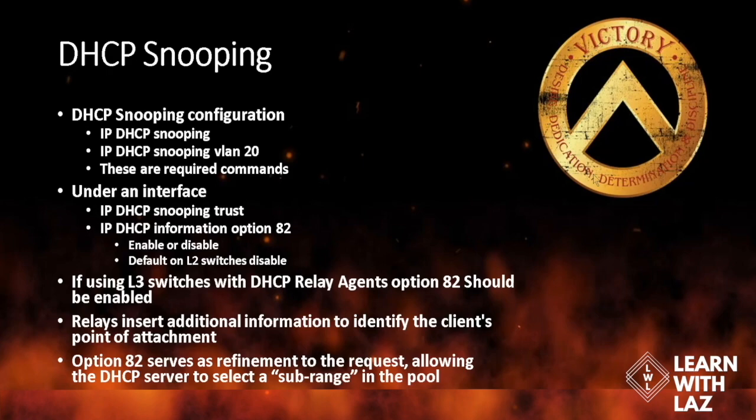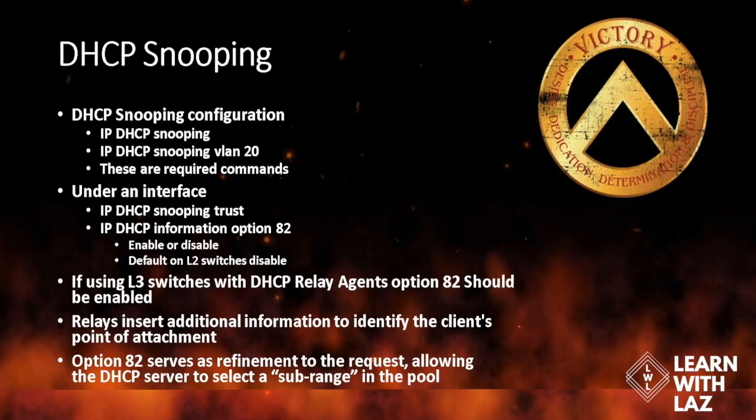If you're using a layer 3 switch, which you better, or somebody's going to come and chop your head off, you're using it with a DHCP relay agent. You should enable that because apparently DHCP adds additional information. And as it says there, you're going to go into allowing DHCP servers to select sub-ranges in the pool, right? Obviously, that's the point of a relay agent, a helper address. You're getting it from somewhere else.